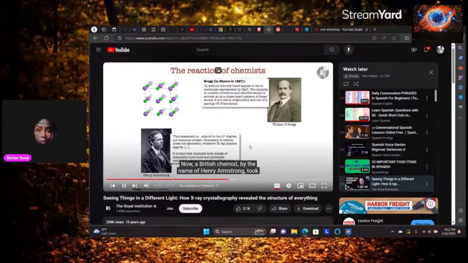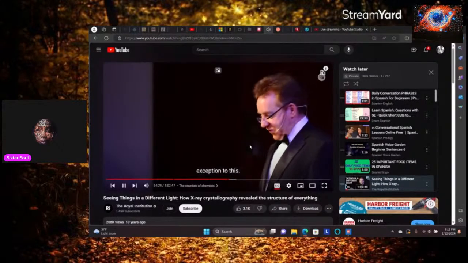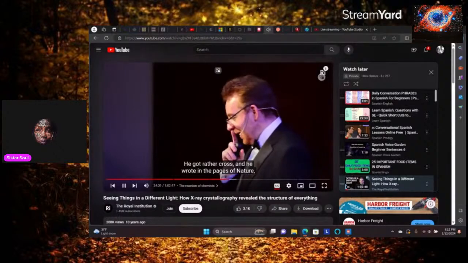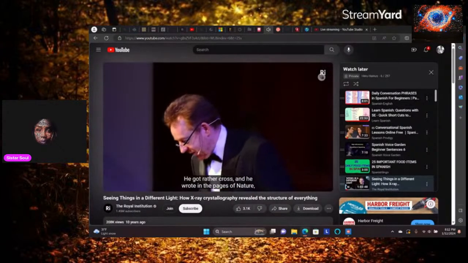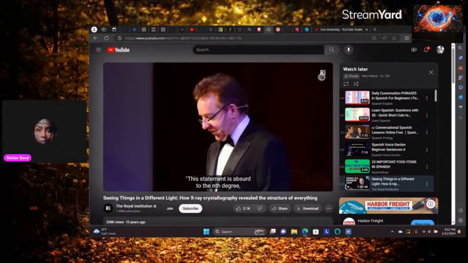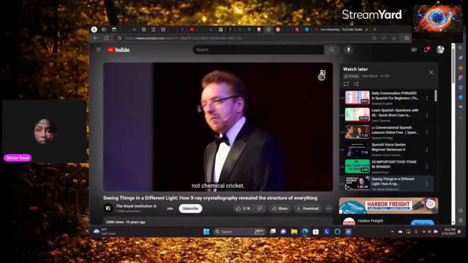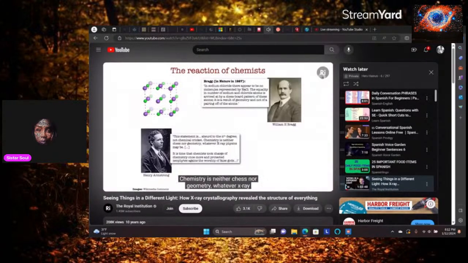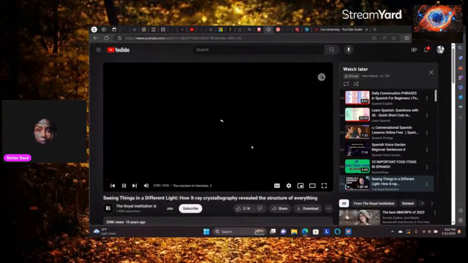A British chemist by the name of Henry Armstrong took exception to this. He got rather cross. And he wrote in the pages of Nature, this statement is absurd to the nth degree, not chemical cricket. Chemistry is neither cricket.